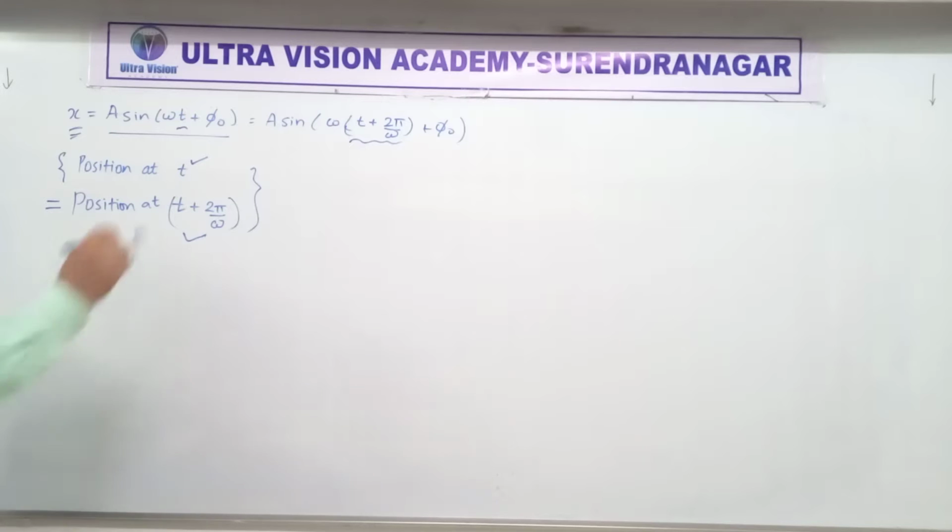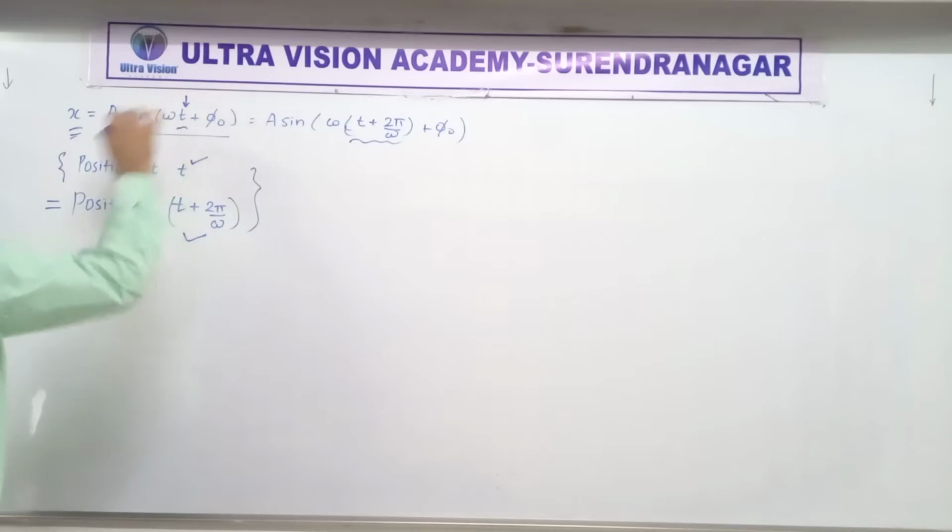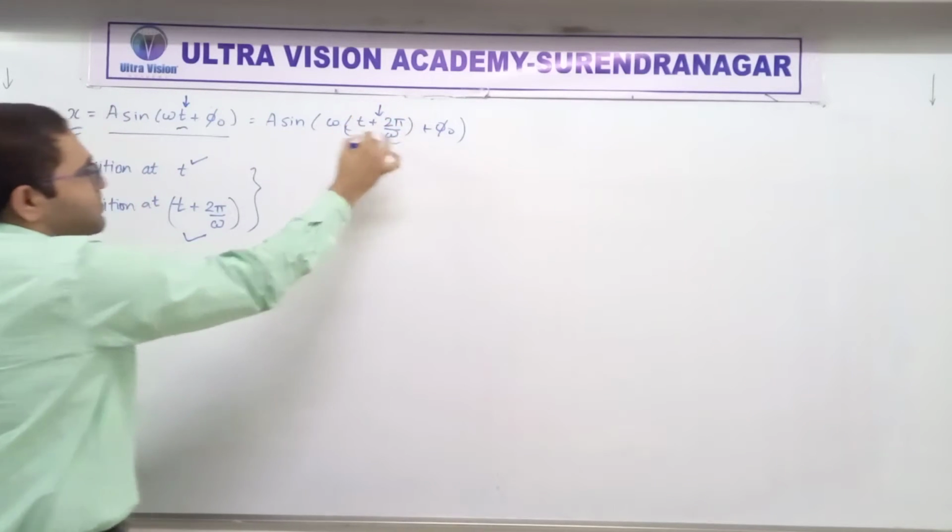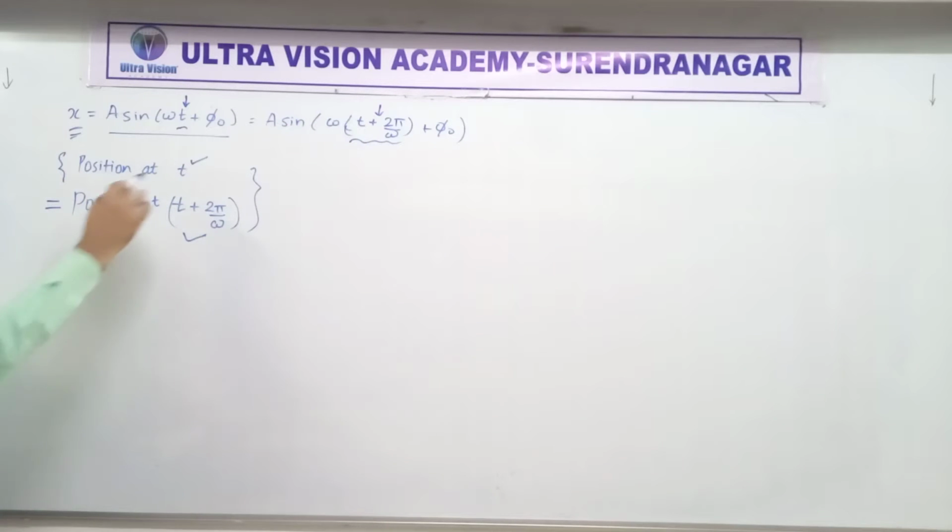What we are doing is comparing this place. Here there is t and here there is t plus 2 pi by omega. So when the time is t and when the time is t plus 2 pi by omega, the position is the same, x. There is no change, right? Okay?